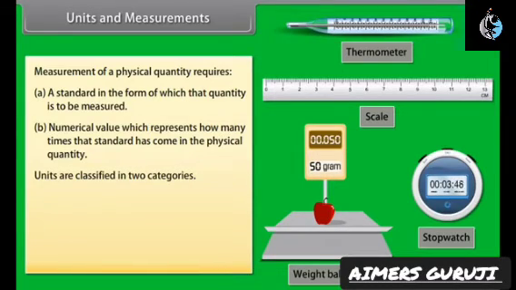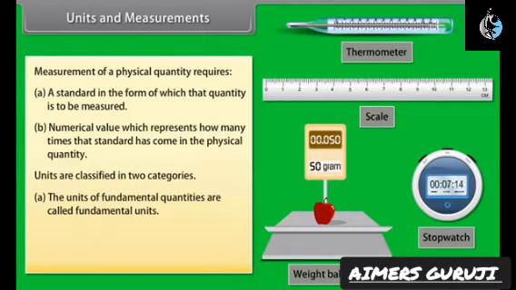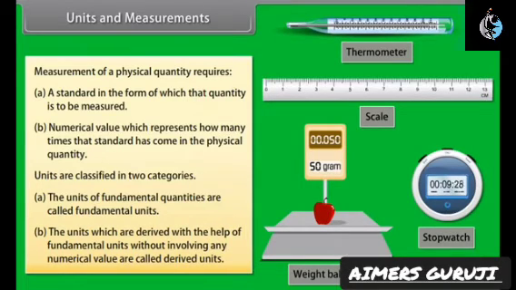Units are classified in two categories. They are a. fundamental units and b. derived units. A. The units of fundamental quantities are called fundamental units. B. The units which are derived with the help of fundamental units without involving any numerical value are called derived units.